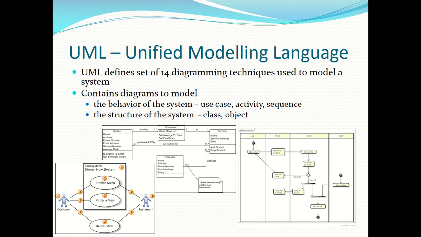Okay, now in object-oriented programming, to implement and design the system, we use what? We use UML, which is called Unified Modeling Language. We will study this language in Chapter 2.